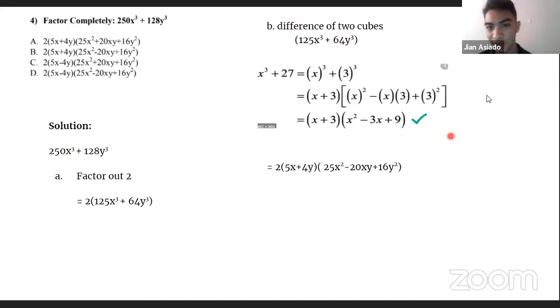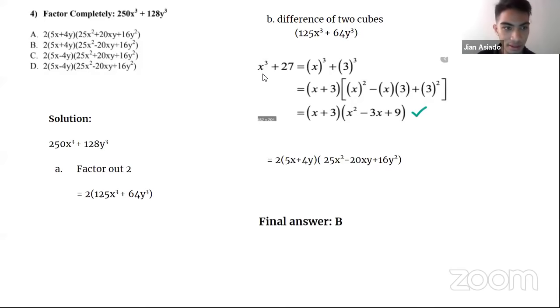So, ayan na naman, another pattern, no? In algebra, so, let's say you have x cubed plus 27, so, ito yung pwedeng kalabasan niya in the end, no? So, ayan, applying this pattern, no? We get this, and then we arrive at the final answer. Letter B.